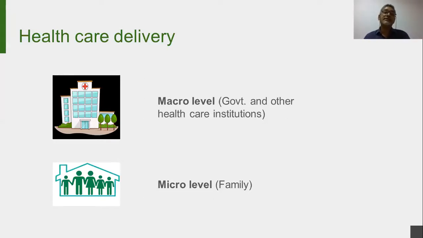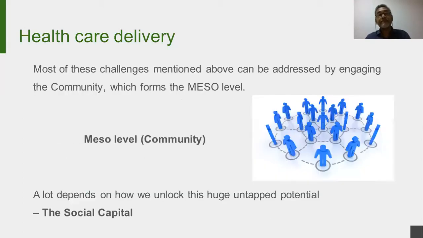these government healthcare institutions, hospitals, whatever. But still at the micro level, it's still the family, which is the first level of care provider. Next. But often what we miss is this meso level, that's the level in between. And the key lies in unlocking this social capital, which is still untapped, I would say.